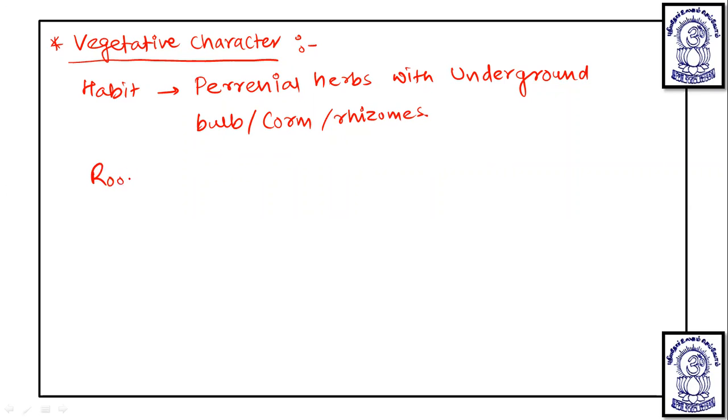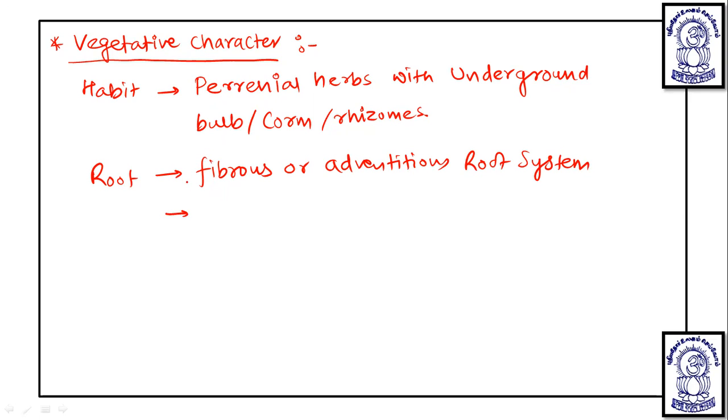Now, if we talk about a root characteristic, then you will see the presence of fibrous or adventitious root system, and one special type of root, which is known as fasciculated root, is found in asparagus.